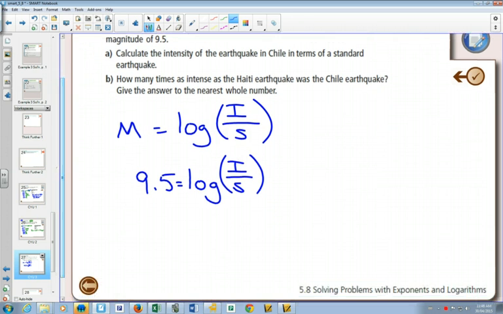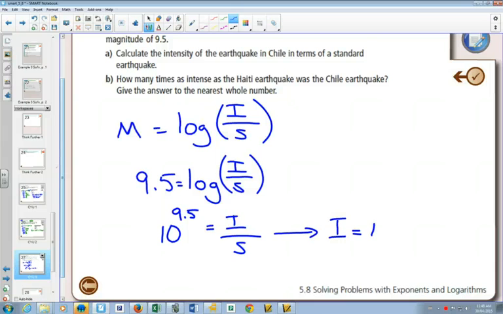What's the base? 10. That's why everything is a power of 10 on a logarithmic scale. The exponent is 9.5 equals I over S. So if we wanted to solve for I, we just multiply both sides by S. And this earthquake is 10 to the 9.5 times more intense than the standard earthquake.